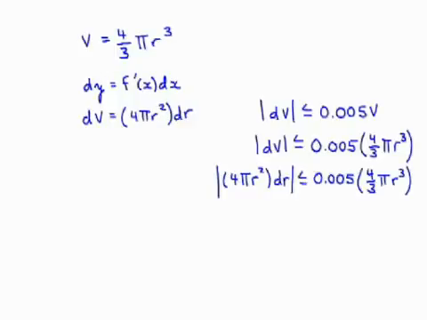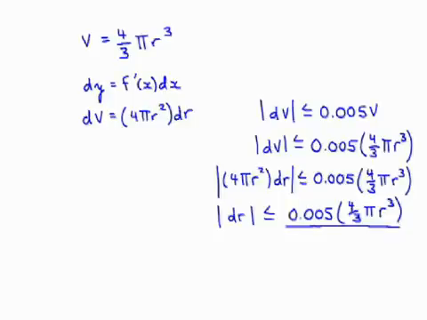Remembering that what we're trying to do is solve for dr, we're going to divide both sides of this inequality by 4 pi r squared, and that's what we've done. So the absolute value of dr is less than or equal to 0.005 times 4/3 pi r cubed, which is all divided by 4 pi r squared.